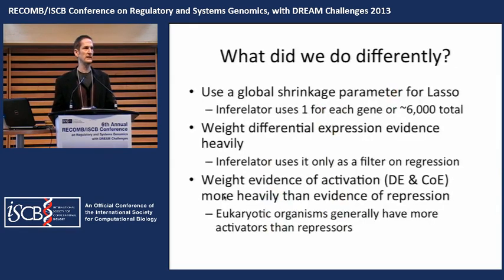So what did we do differently from these other algorithms? First, we used a global shrinkage parameter for lasso, one shrinkage parameter to cover all genes, whereas Inferelator uses one shrinkage parameter for each gene, or about 6,000 total parameters. We also weighted differential expression evidence heavily. Inferelator uses it only as a filter on the regression results, and Genie3 doesn't use it at all.